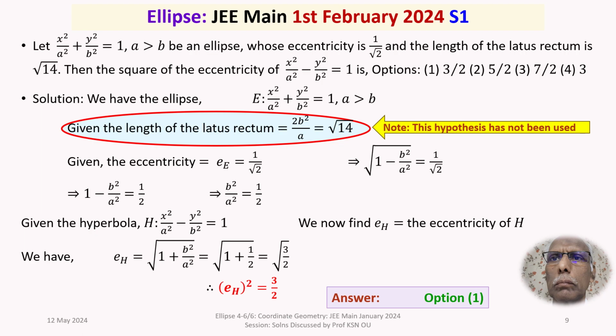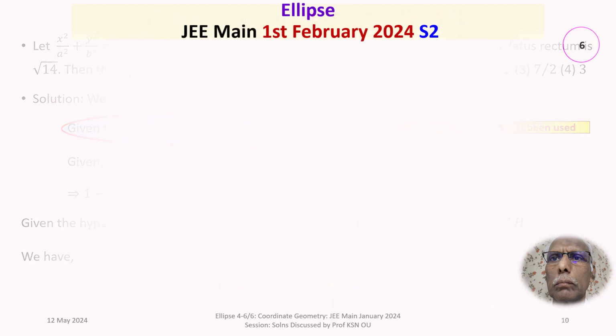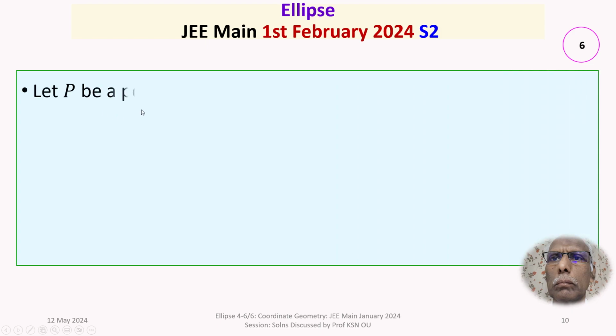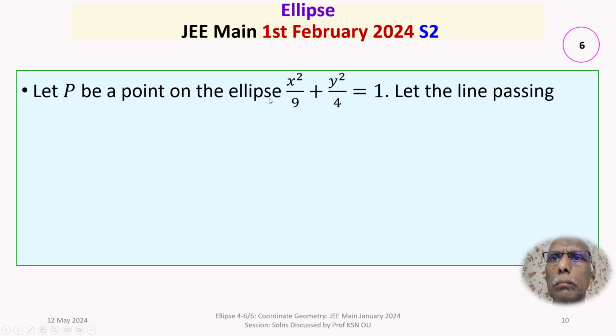Okay, that is the discussion about that question. I am sure that you have understood. Let's now move to the next question. This question has appeared in the JEE Main exam held on 1st February 2024 in the second shift. Let capital P be a point on the ellipse x square by 9 plus y square by 4 is equal to 1. So we are given an ellipse and P is a point on this ellipse.